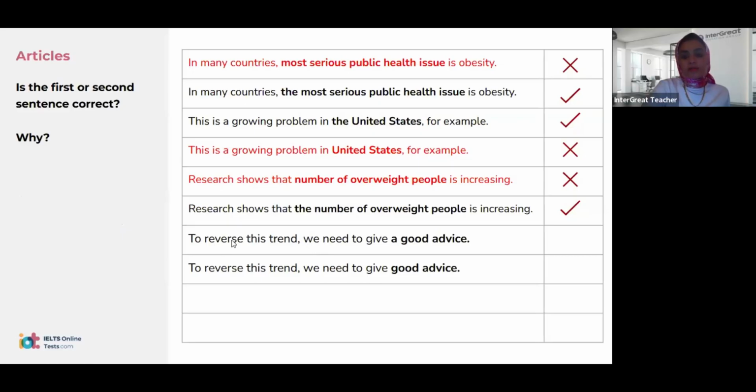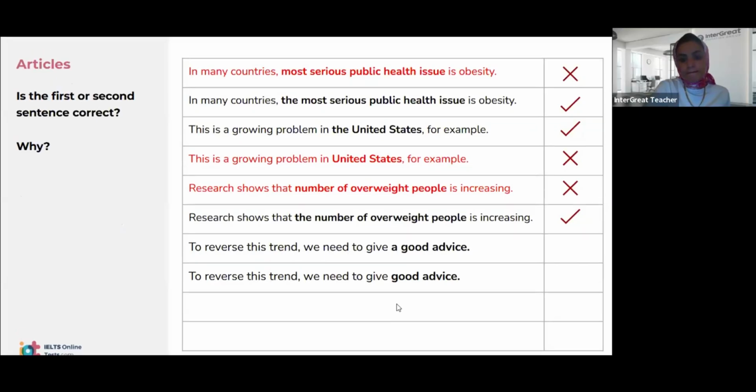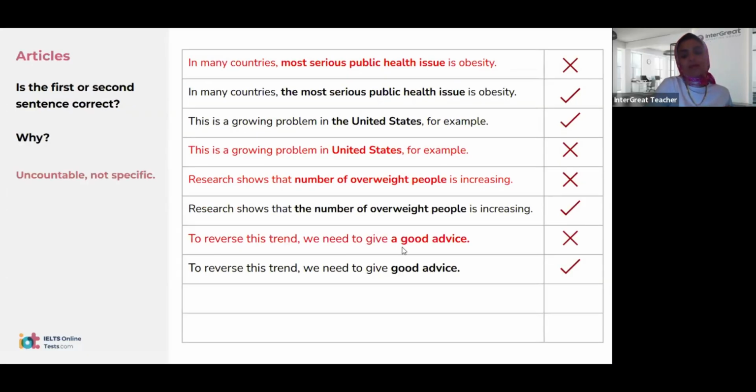All right. To reverse this trend, we need to give a good advice, and we need to give good advice. Which one is correct, you think? One. Good advice. Okay, no. A lot of you say one, the first. I mean, no, it's not. Why do you think the first is not correct?